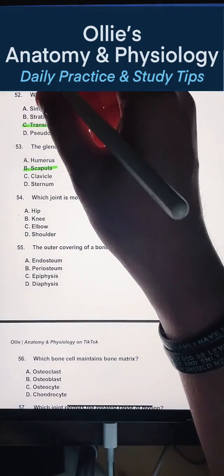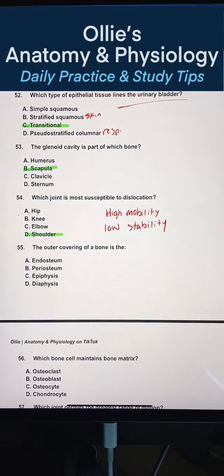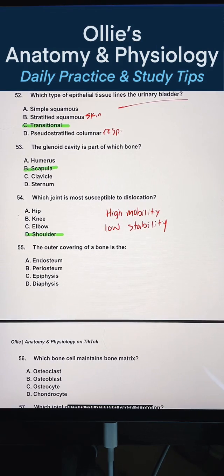The answer is going to be D. It is your shoulder. Your shoulder has high mobility. It is a ball and socket joint. It has low stability, though. Your hip is more stable. Your knee is more prone to ligament tears. And your elbow is a stable hinge joint.